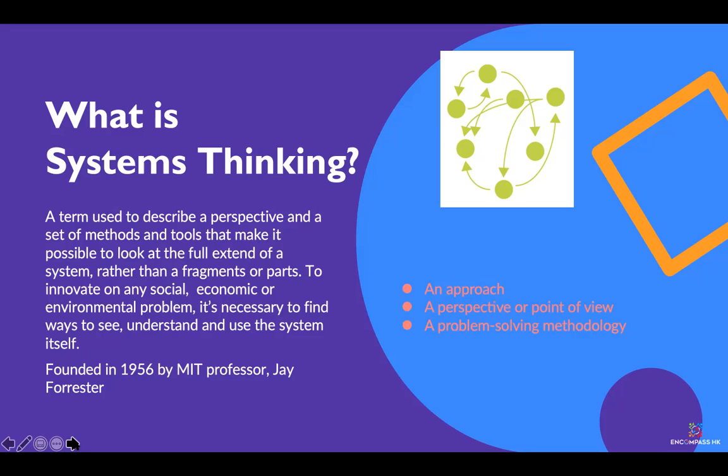So system thinking is really an approach that helps you better understand why you're getting the outcomes you are getting by looking at the underlying cause. So you're not just looking at the symptom, but you're looking at the root causes of the problem. It's also a perspective, so you can take a step back and see the big picture. And finally, it's a problem-solving methodology that helps you understand and resolve complex problems.